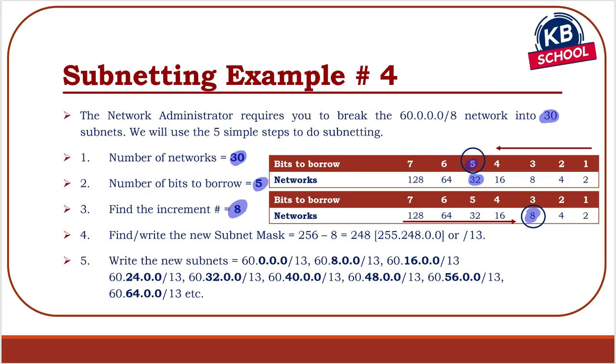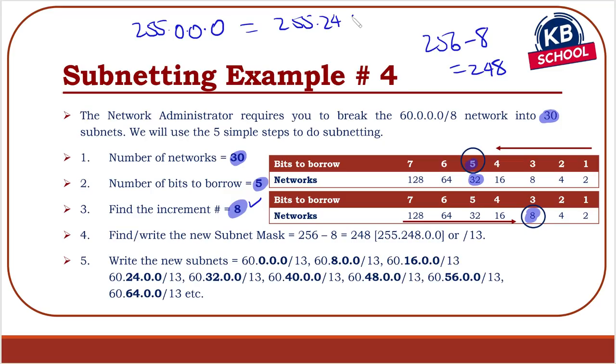Now in the mask though, my default mask over here was 255.0.0.0. Now when I write the new mask, which is based on 256 minus the increment, which is 8, you get 248. So the new one would have been 255.248.0.0, because now you have 2 extra octets worth of host addresses. I've just borrowed in the second octet. The third octet and the fourth octet are still host. So you still have a lot of hosts on the class A subnet.